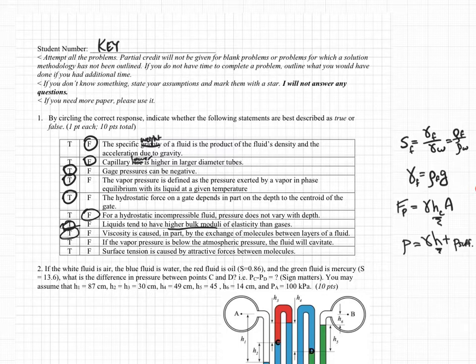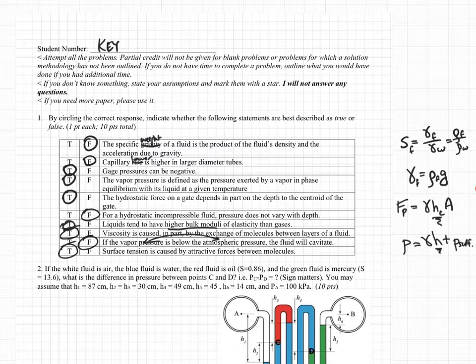If the vapor pressure is below the atmospheric pressure, the fluid will cavitate. I was interested in how many people missed this one because there were 3 or 4 questions on that one homework assignment. The fluids are going to cavitate only if the atmospheric pressure is below the vapor pressure. So this is false, and these two would have to be switched. Surface tension is caused by attractive forces between molecules. That's true. All right, so that's it.